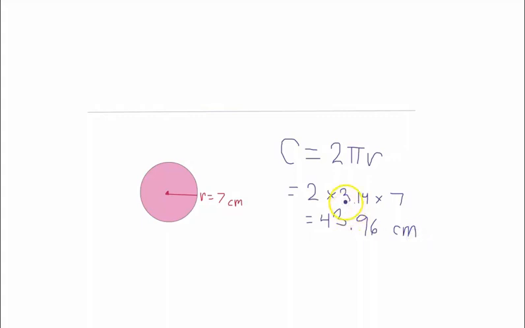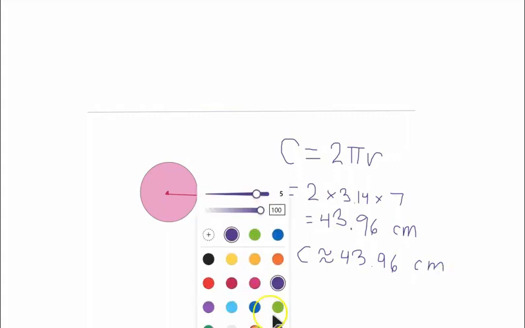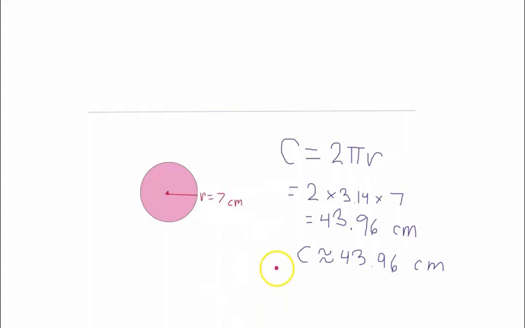And since we used the estimation of pi, we wouldn't just write it as this. We would write the circumference is about 43.96 centimeters. And that right there would be the final answer.